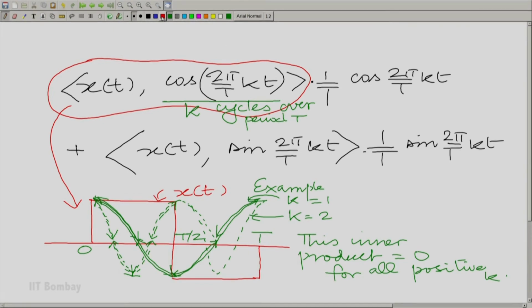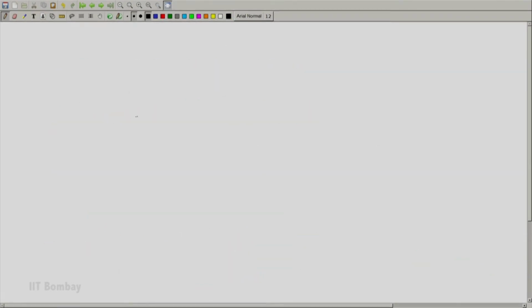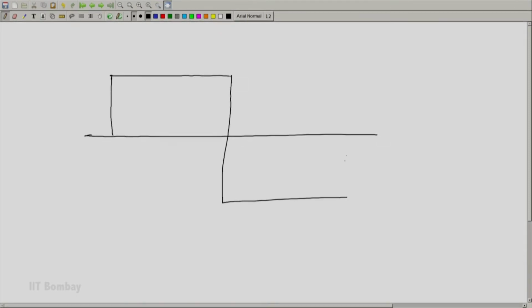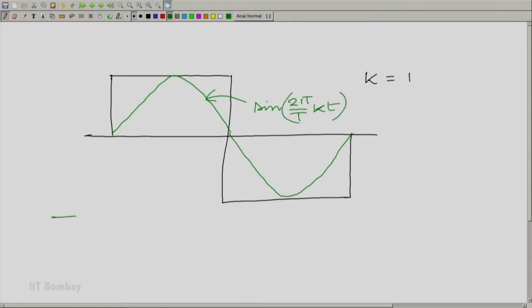Let us therefore calculate the dot product. In fact, that is also easy to do. I will show it to you graphically. I have x(t) here. I will show you for k equal to 1. You have sin(2π/T kt). I will show that in green. So, sin(2π/T kt) has an appearance like this. You can see that this dot product is definitely non-zero. And in fact, this inner product can be seen to be 2 times what you get on each half cycle.